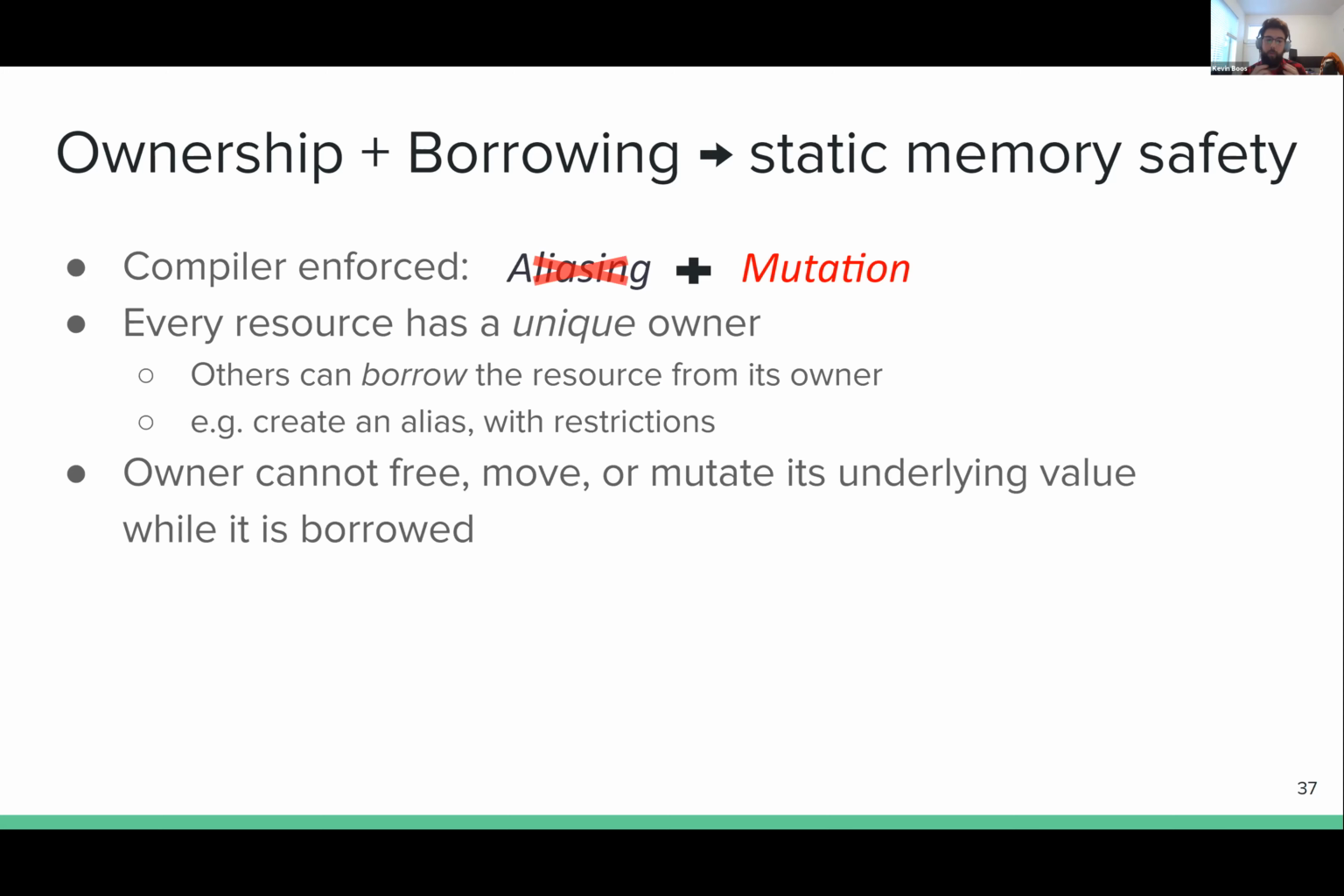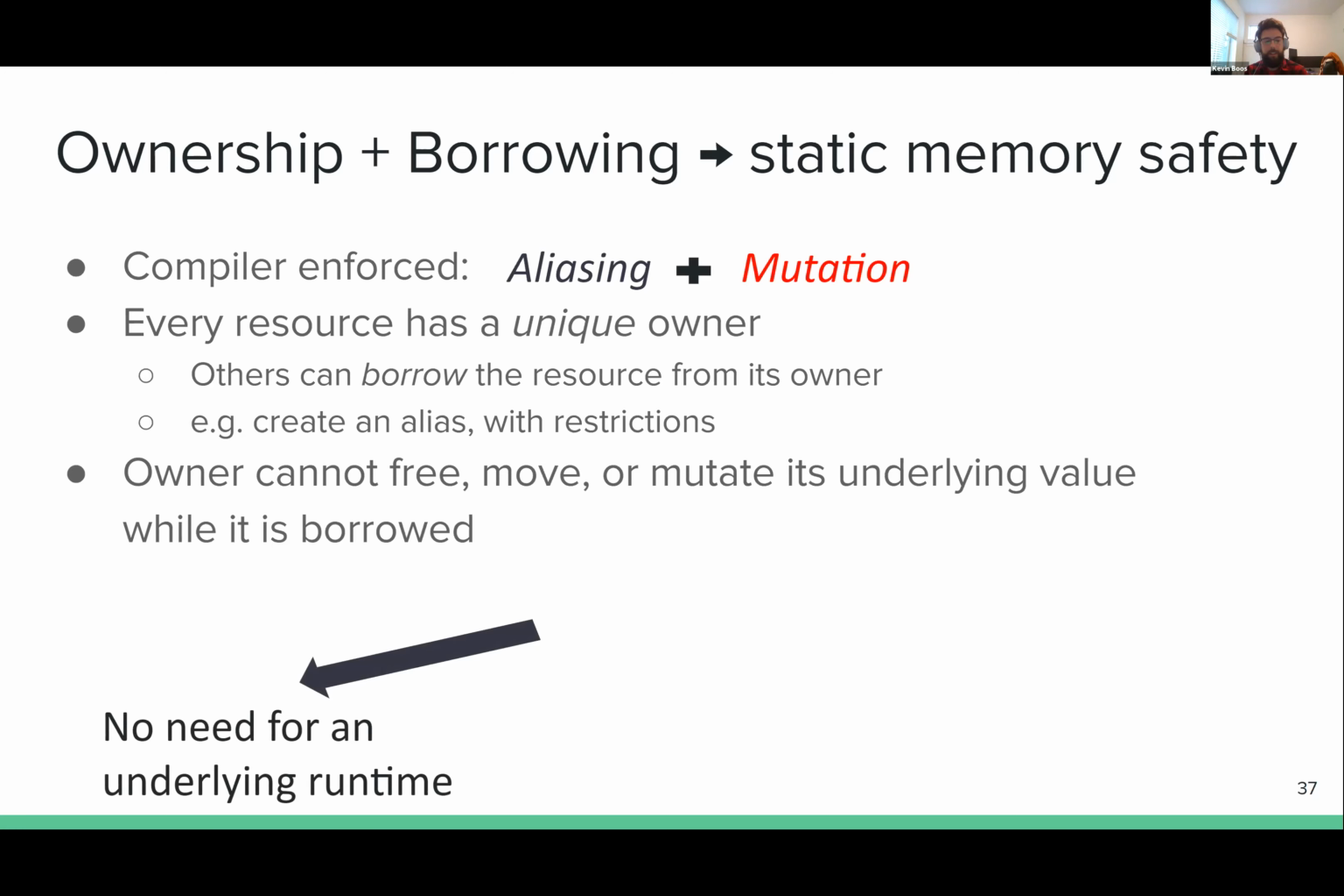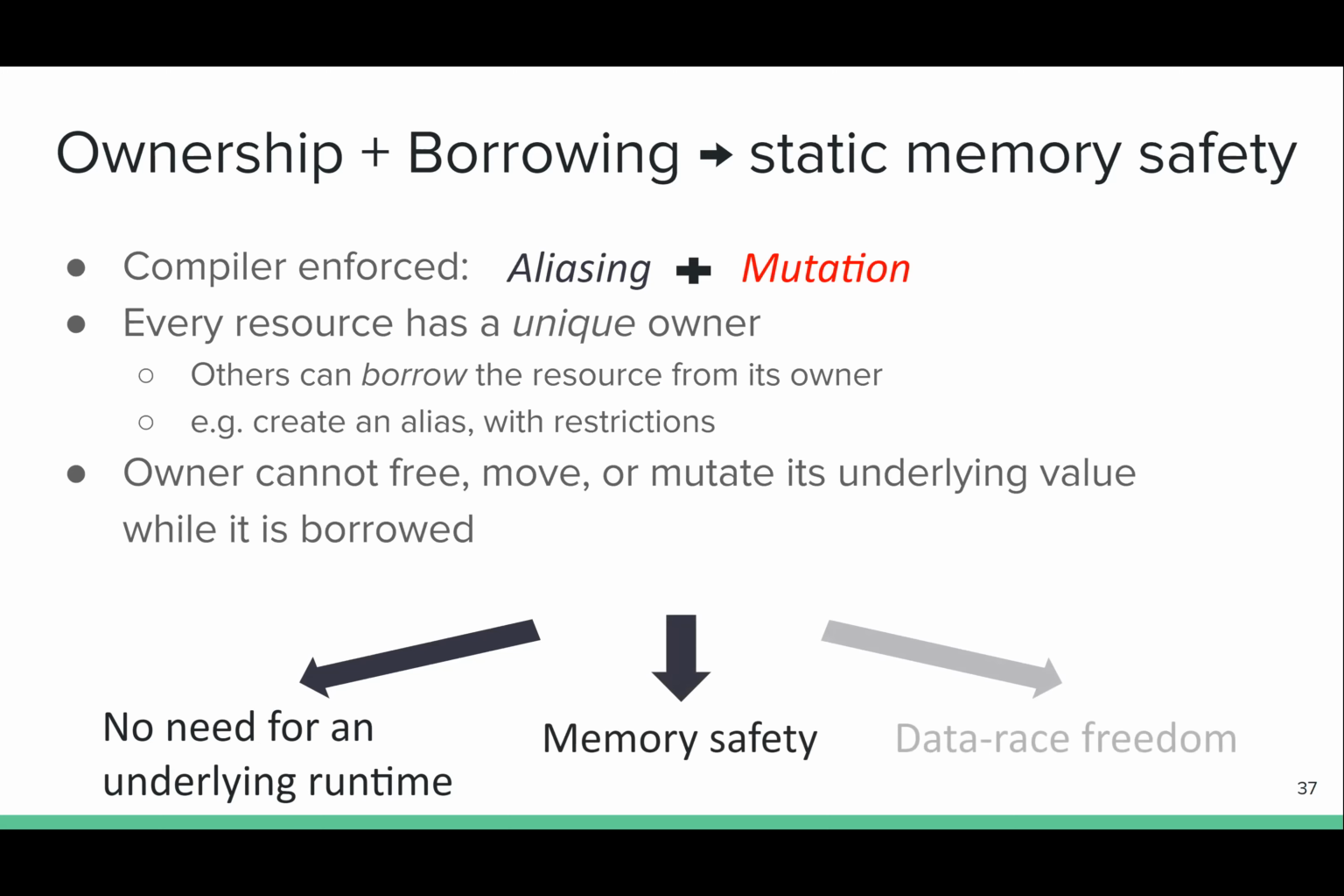All right. So for however long something is borrowed in terms of scope, lines of code, the owner of that object cannot free, move, or change the underlying value. Borrowing is an exclusive thing if it's mutable, while aliasing is a non-exclusive but immutable borrow, so you can't change it. Again, examples coming. But the benefit of this is that you don't need an underlying runtime because all of this can be checked by the compiler. We get memory safety, and we're free from data races, even in the face of concurrency.